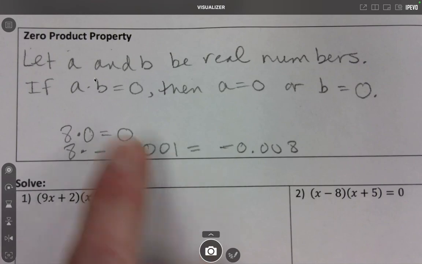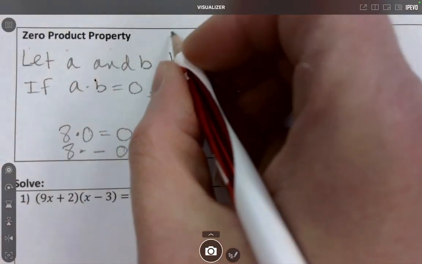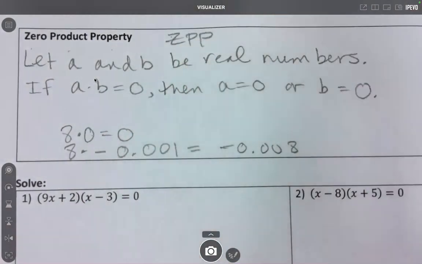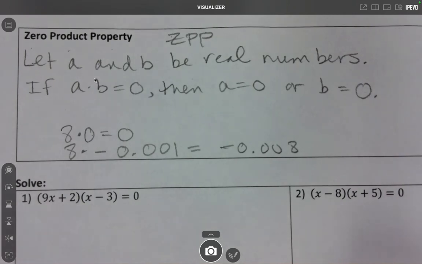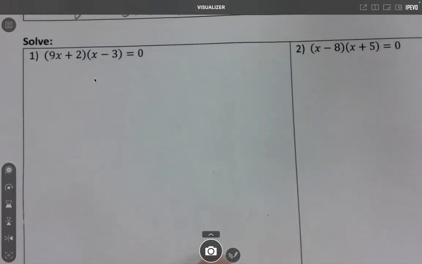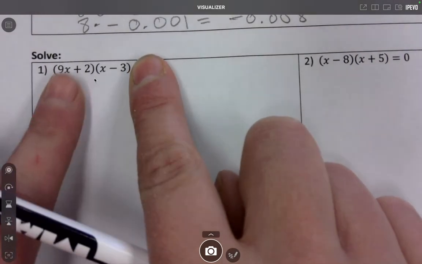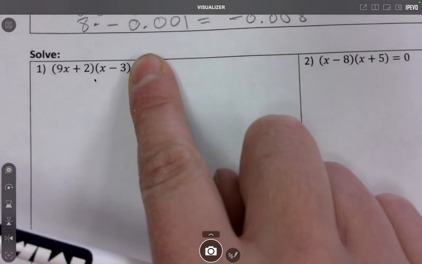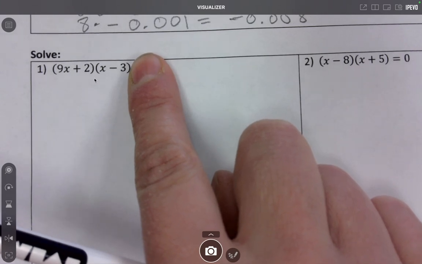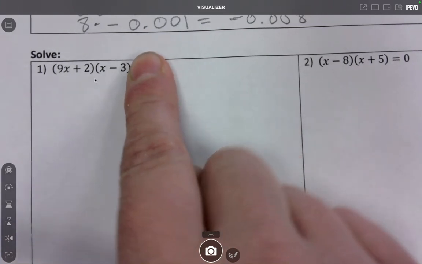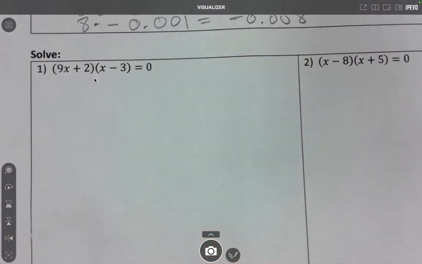So this is the property that we're going to be using. We're going to call it ZPP, and we're going to be using this pretty much exclusively today. So in problem 1, it should look familiar. We're used to seeing a problem like this. We know that those two sets of binomials next to each other mean that we're multiplying. And what we're used to doing is just multiplying those out. But we're not going to be doing that today. We're going to be solving.